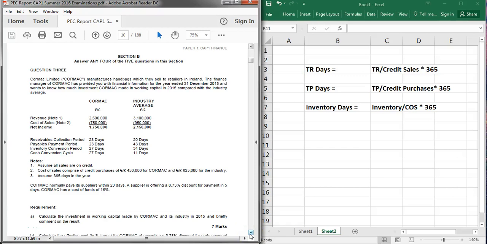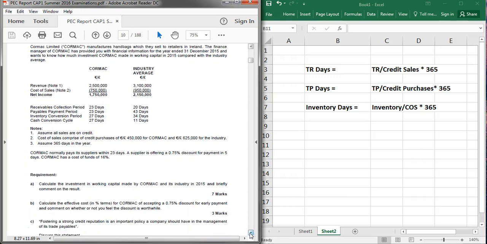This screencast is looking at Summer 16 question 3, which is focused particularly on working capital management. Now, this is a very good question of the examiner style in recent years of applied style questions. So you're asked for 3 particular requirements here. Calculate the investment in working capital made by Cormac and its industry in 2015, and briefly comment on the result. So 7 marks.